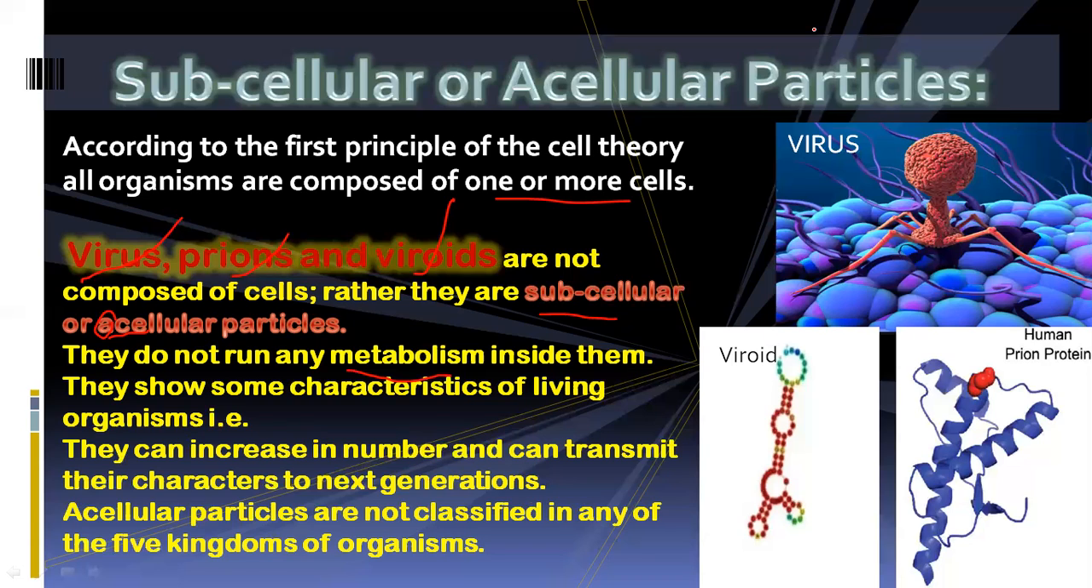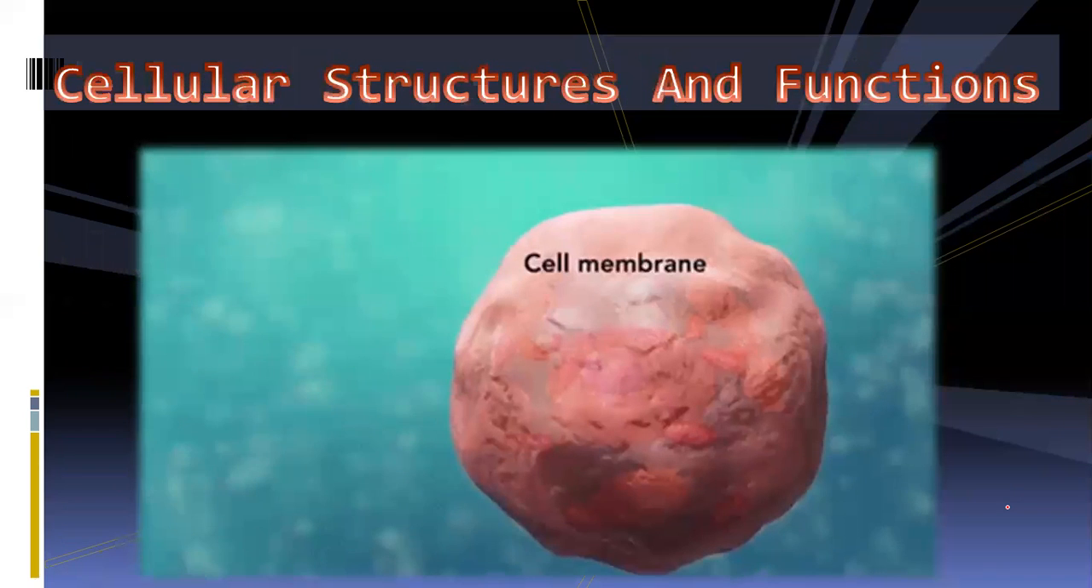The viruses can have a shape like this. This is a bacteriophage virus, which attacks bacteria. Viroids can have this type of structure. And prions are just damaged protein particles which can cause diseases. So they actually do not have any type of cellular structures. That's why they are acellular or subcellular particles.